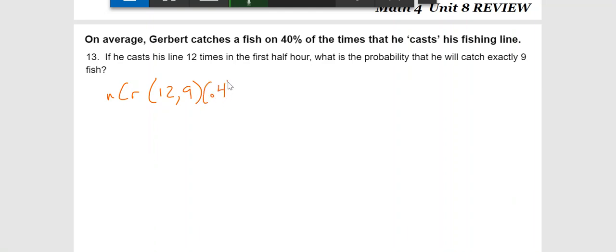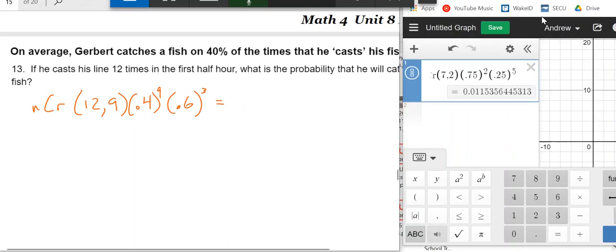So he is 40% successful, 60% unsuccessful. That 9 goes here. 12 minus 9 goes there. And then we need to get to Desmos and change some of these numbers around. And then this is a 0.4, and that is a 9, and this is a 0.6, and that is a 3. All right, 0, 1, 2, and then 4 with a 5 after it becomes 0, 1, 2, 5.